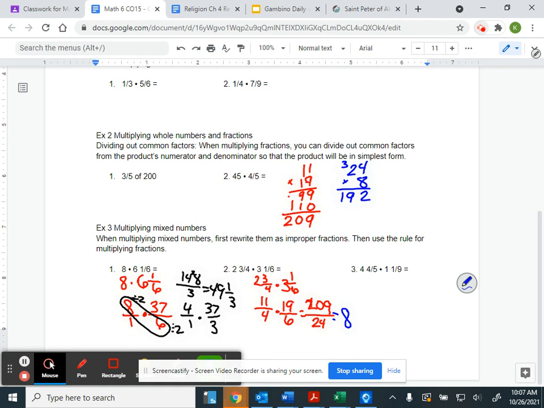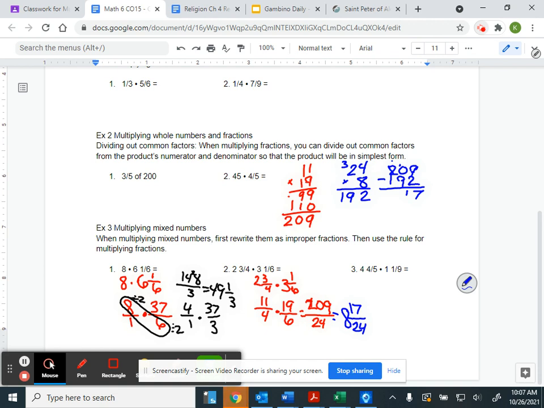So 209 minus 192, that's how many times we're pulling it out, gives us 17 left over. So 8 and 17/24ths.